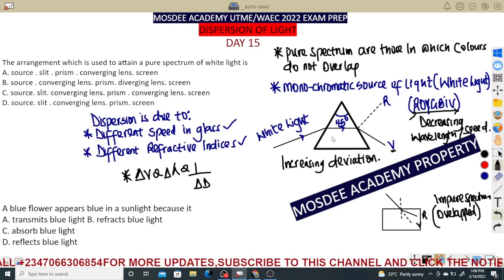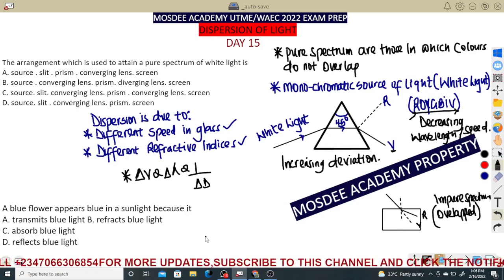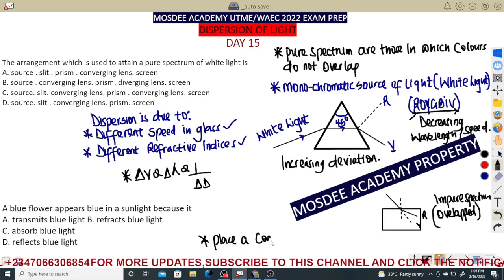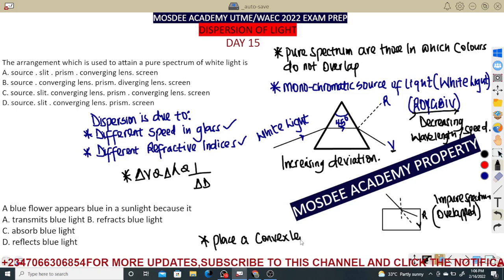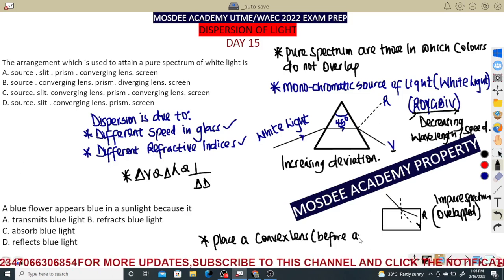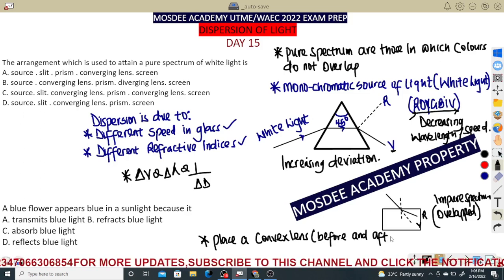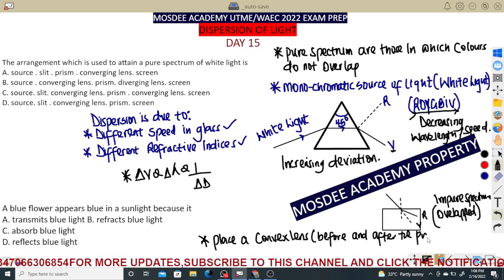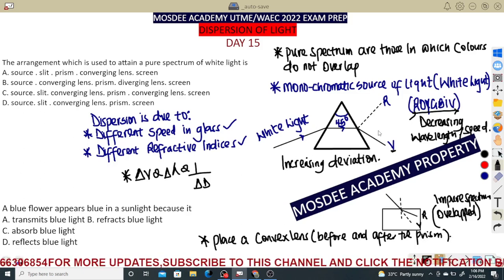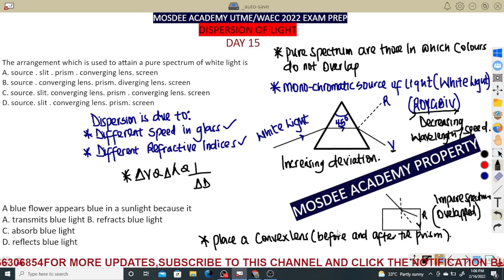Then to actually make it very pure, you can take a note, we place a convex lens. I told you a convex lens is also called a converging lens. Convex lens before and after the prism. So if I ask you now, from what I've explained, how do you make a pure spectrum? Triangular prism. What do you do? You place a convex lens. So one convex lens will be placed here, another convex lens will be placed here, then the same diagram you draw is for you.